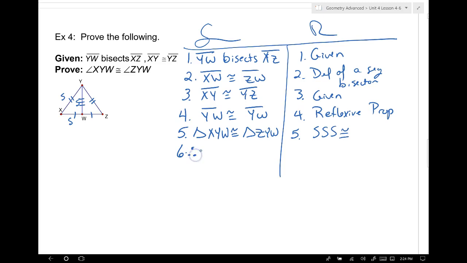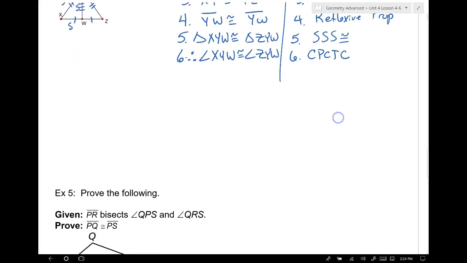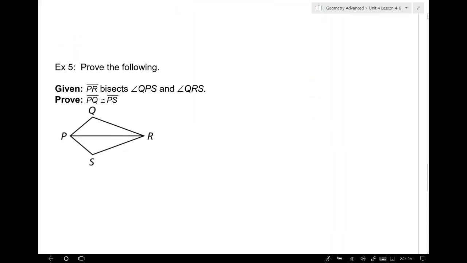Yeah, so therefore, angle XYW is congruent to angle ZYW by, that was a little quiet, but yes, it was CPCTC, which stands for what? Go. Corresponding parts of congruent triangles are congruent. Excitement overwhelms me right now by you guys. All right, wonderful.